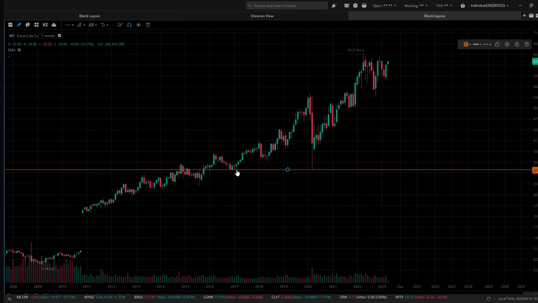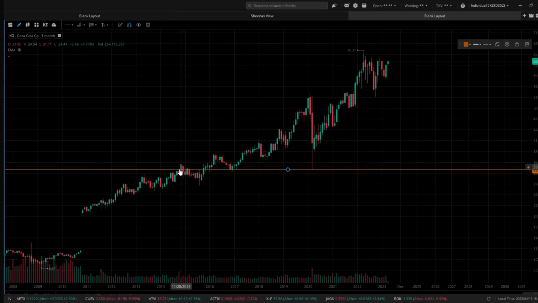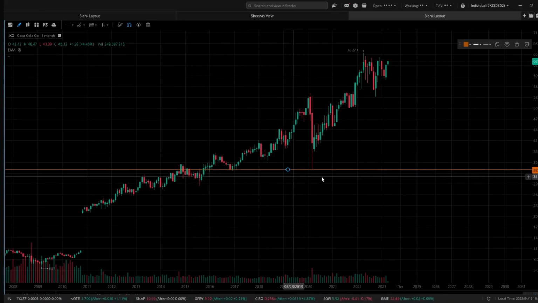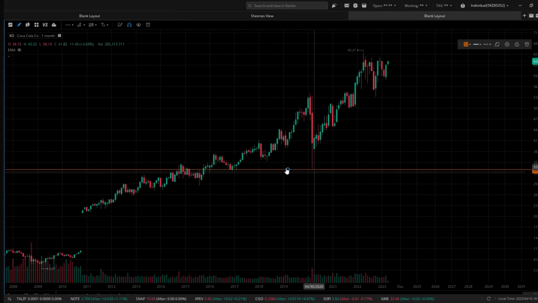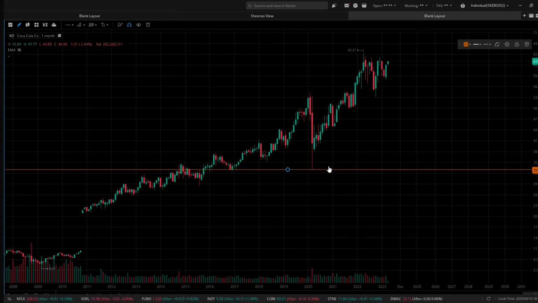And if we look back in time, we can also see it bounced off of that level multiple times in the past and kind of hung out in this area multiple times in the past. This zone right here really is a zone, would be an area of support long term over a monthly chart.